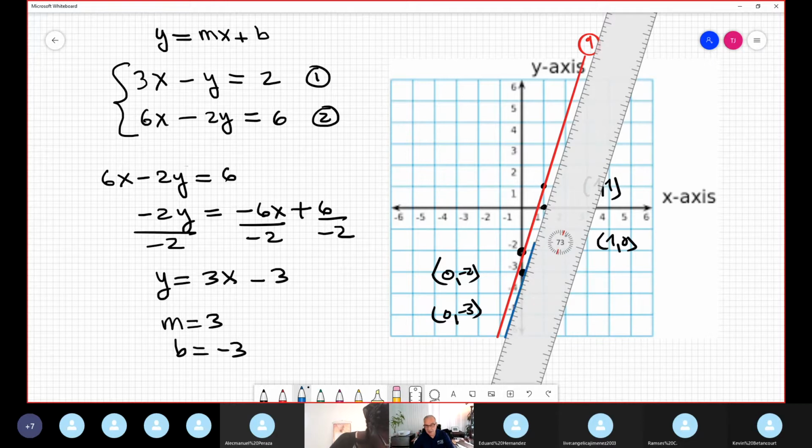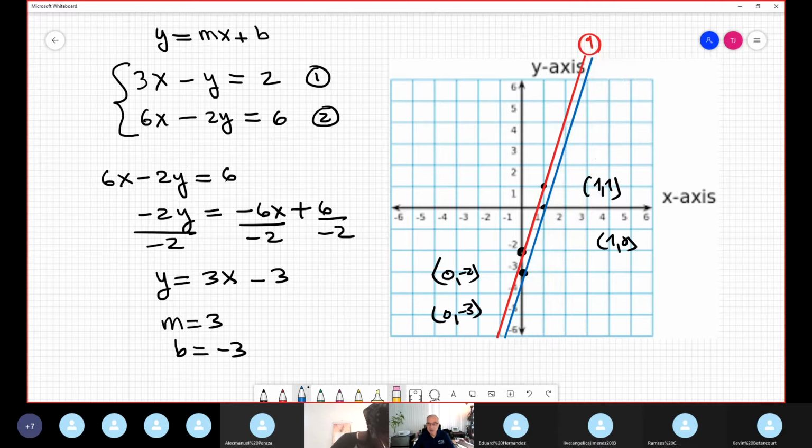It makes sense because I remember that when lines are parallel, the slope is the same. So this is the representation for equation number 2. And parallel lines never meet, never cross. Therefore, we have no solution. So the answer for this problem is no solution.